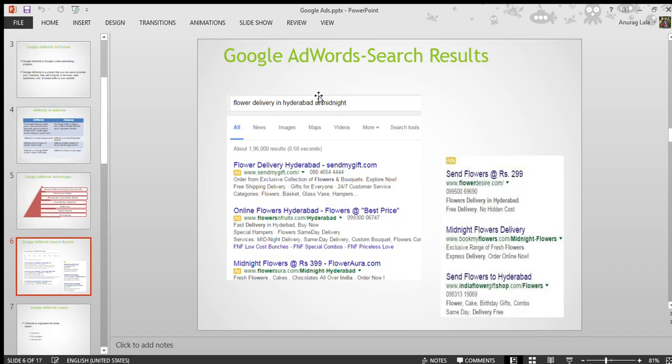Now see, Google AdWords search results. I will show you this practically in the next video. It is flower delivery in Hyderabad at midnight. This Ad label, as you can see. So see, where is my cursor? This Ad label means what? It is Google paid marketing. As I have taught you in the very first video of digital marketing, what paid marketing is. So it is known as paid marketing of Google. If you search for flower delivery in Hyderabad at midnight, all these results will come, where these results are advertised with the help of the Google AdWords platform.